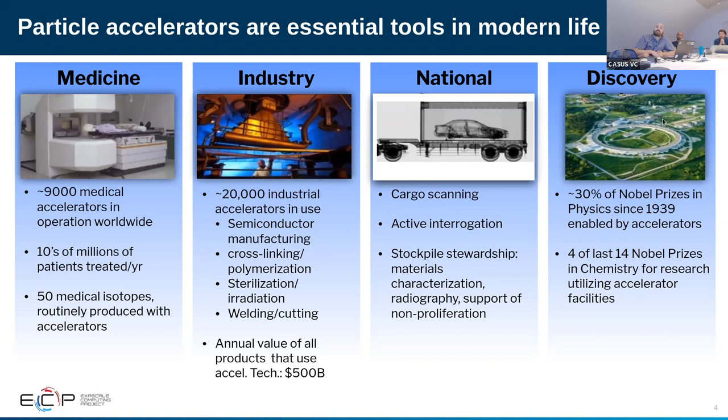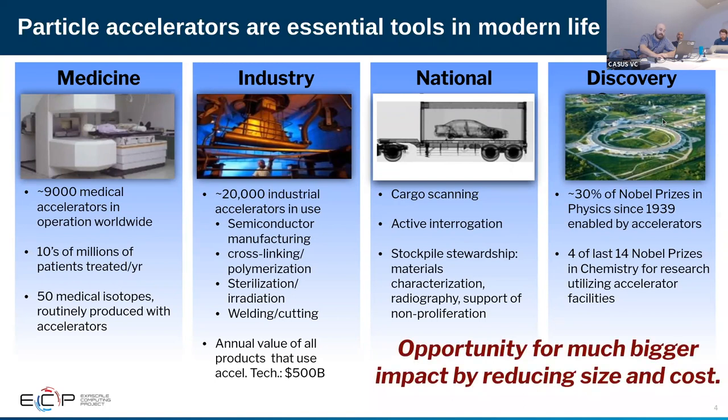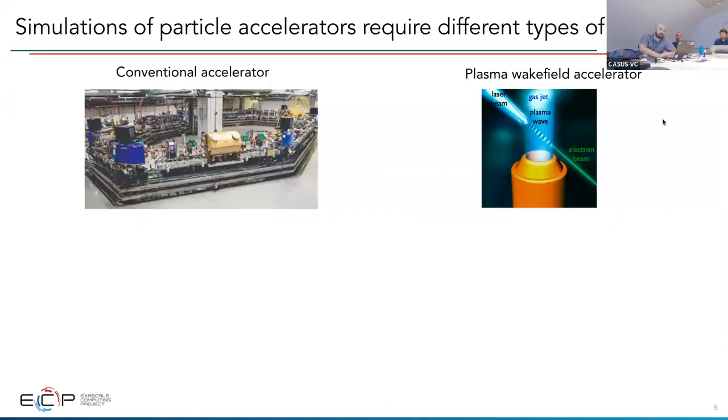For all these things, like for control, you need anything to monitor things. And of course, big discovery machines. If you look at physics Nobel Prizes, actually every third of them is enabled really by particle accelerators, and they drive discoveries for decades and decades to come, hopefully. And there's obviously a big opportunity if we can make machines, both for discovery but also applications, smaller and reduce their cost, we can increase the impact and do more of that.